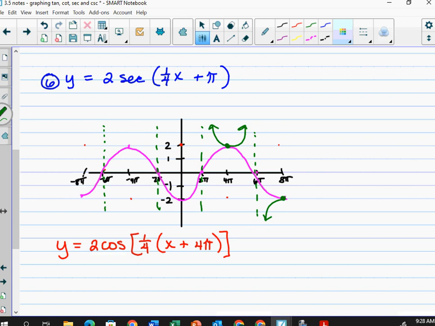Maybe your gut just knows more than you're giving it credit for. I didn't flip it, I shifted by 4 pi, which makes it look like I flipped it. You're just doing them right. Yeah. Okay, good.